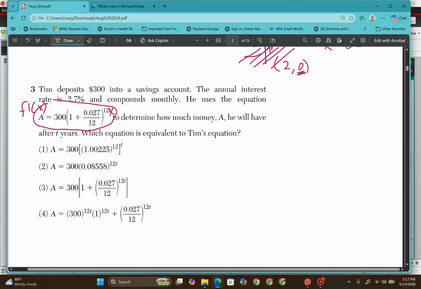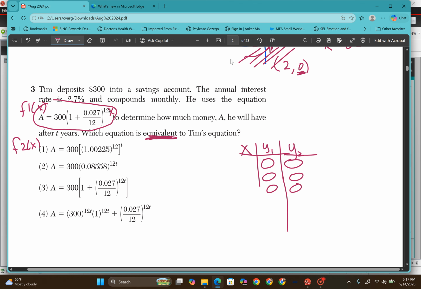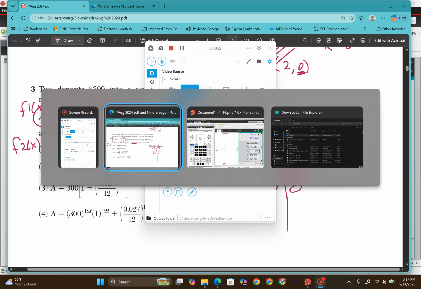I typed that in under f1 of x, and then I typed this under f2 of x, and we're looking to see which one is equivalent. So here's your x, this is your y1, this is your y2. Equivalent means that whatever number is here, they are the same, in y1 and y2, all the way through. I just typed in the first one, and it actually wound up being the same. Let me show you what I mean by that.